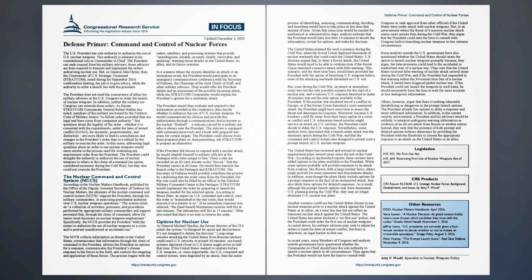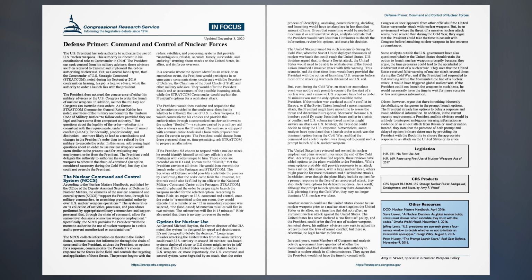The President can seek counsel from his military advisors. Those advisors are then required to transmit and implement the orders authorizing nuclear use. But, as General John Hyten, then the Commander of U.S. Strategic Command, STRATCOM, noted during his September 2016 confirmation hearing, his job is to give advice, while the authority to order a launch lies with the President.